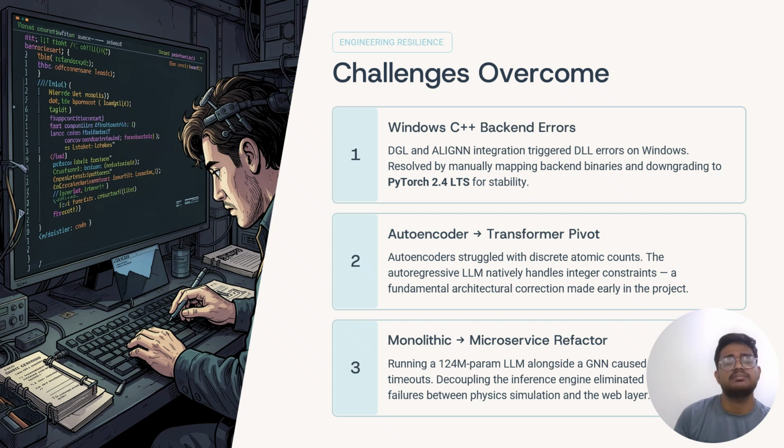Challenge number three is backend bottlenecks. Running the LLM and GNN together caused memory pressure and latency issues. Requests frequently timed out. Our microservice refactor solved this problem. Separating inference services improved reliability and reduced cascading failures. These engineering lessons were as important as the scientific contributions themselves.